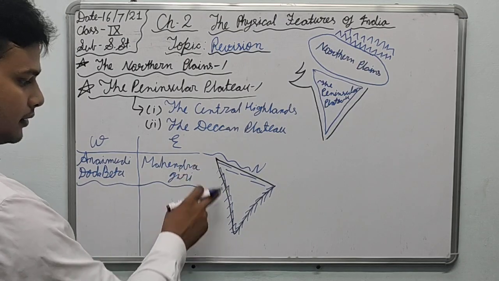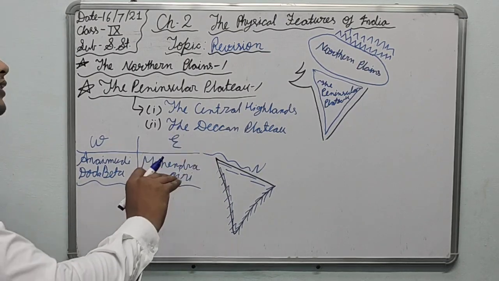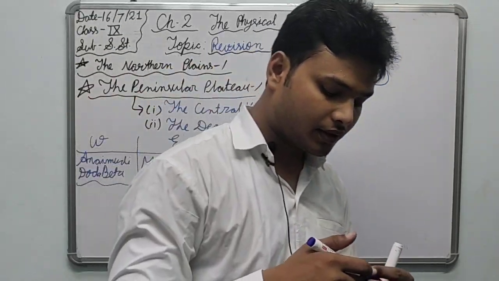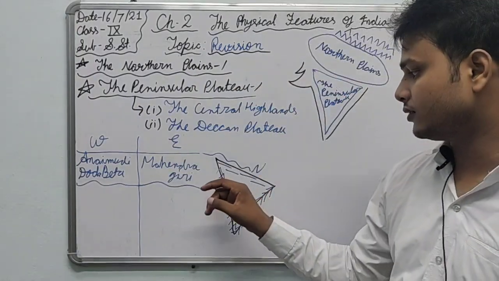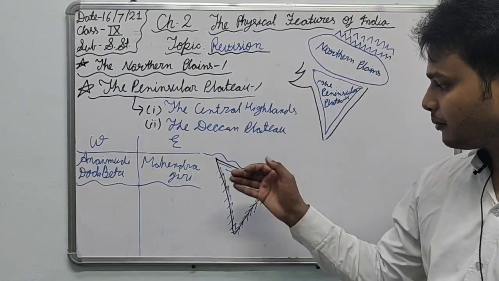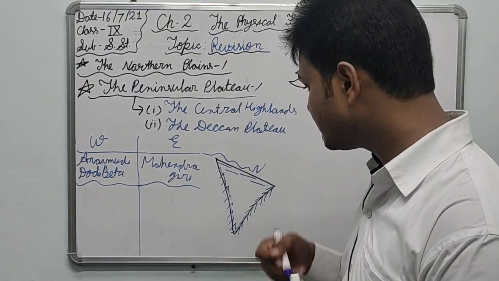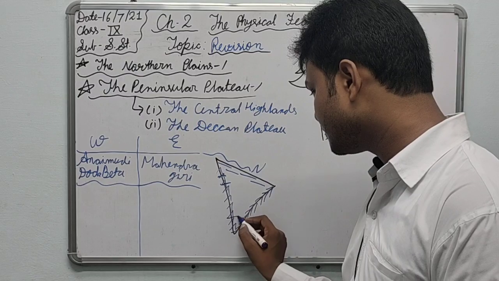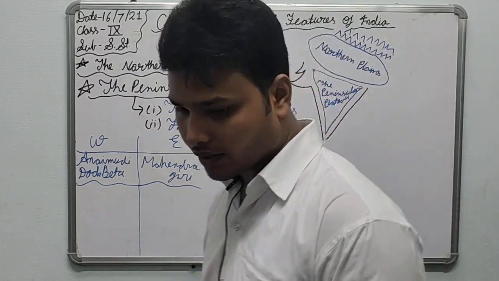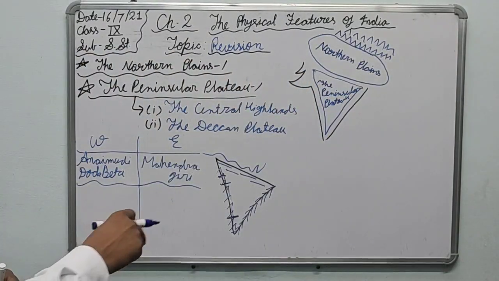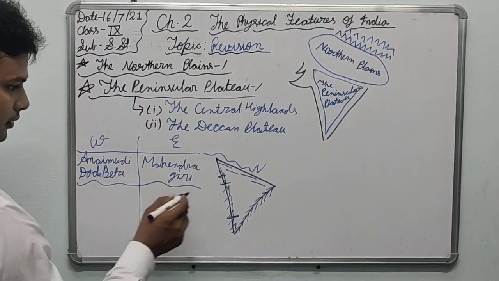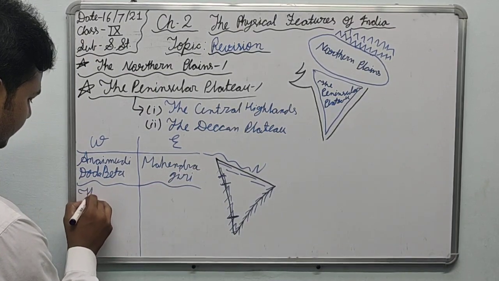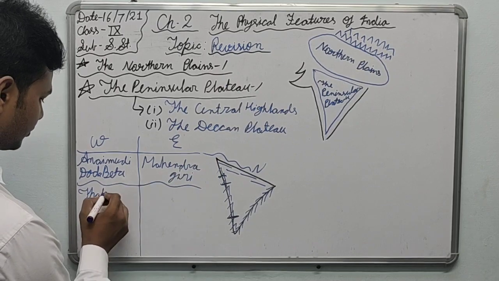These are ranges of hills. We can't pass through them, we can't go from one side to another side of these hills. We can go only through the passes, and there are 3 passes here. The first pass is known as Thal Ghat.